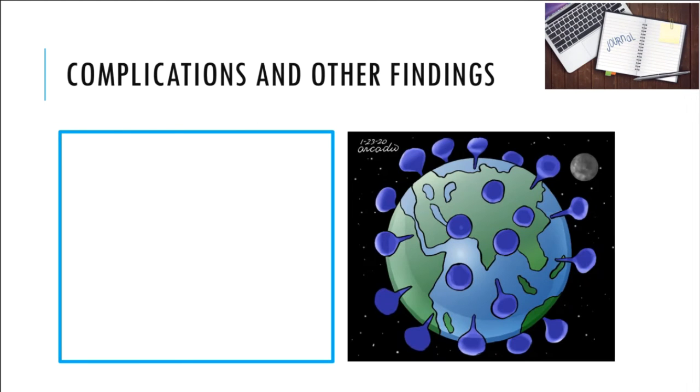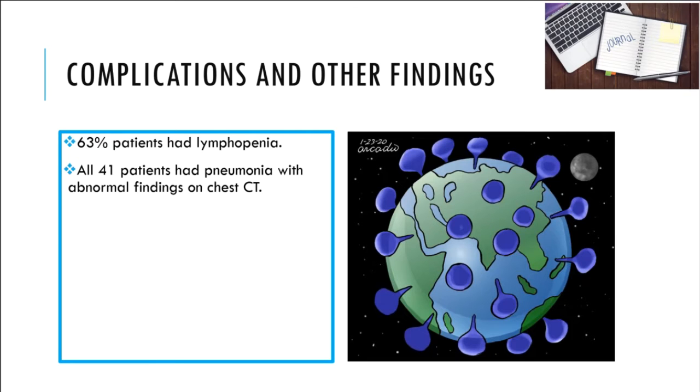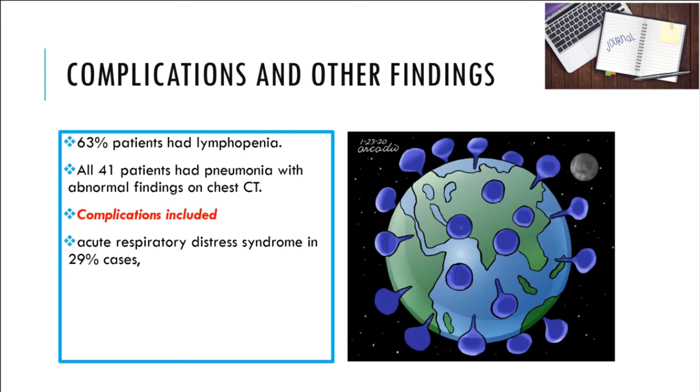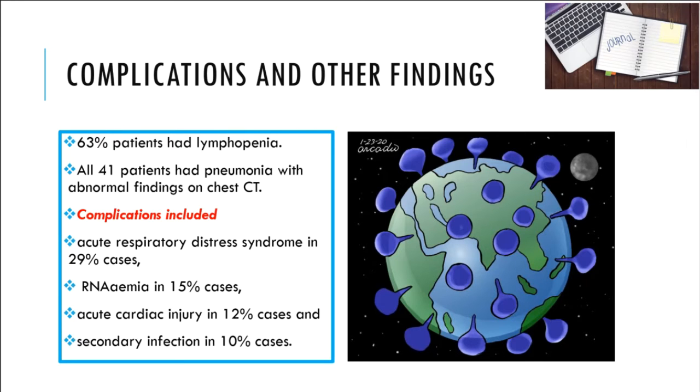Complications and other findings. 63% of patients had lymphopenia. All 41 patients had pneumonia with abnormal findings on chest CT. Complications included acute respiratory distress syndrome in 29% of cases, RNAaemia in 15% of cases, acute cardiac injury in 12% of cases and secondary infection in 10% of cases.